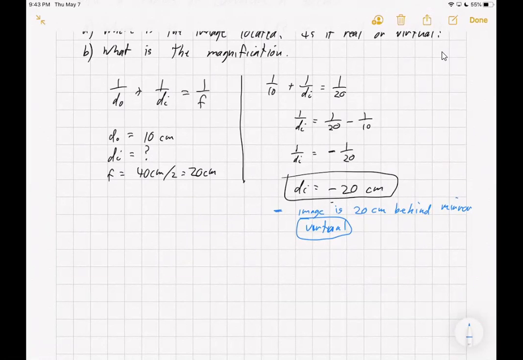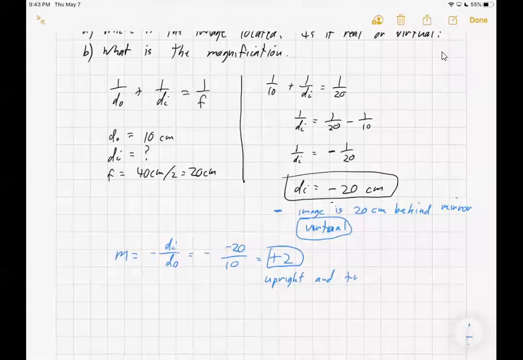Then we're supposed to figure out what the magnification of this is. This is easy now, it's just negative DI over DO. So it's negative negative 20 over 10, and hopefully you can see that that is positive 2. Now, what does the positive mean? That means that it's actually upright. And the 2 means twice as large.